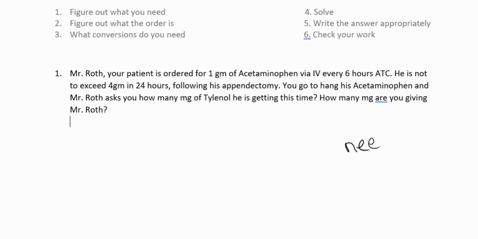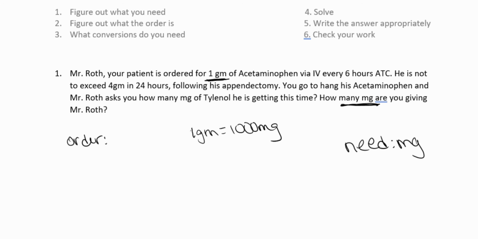So first step, we're going to figure out what we need. So what we need is going to be how many milligrams. That's what the question is asking for. So we're going to want to end up with a unit of milligrams. The next step is going to be figure out what's ordered. So our order is going to be 1 gram because that's what he is ordered for, 1 gram. Now our conversion. So we know that we need to get from grams to milligrams, and 1 gram equals 1,000 milligrams.